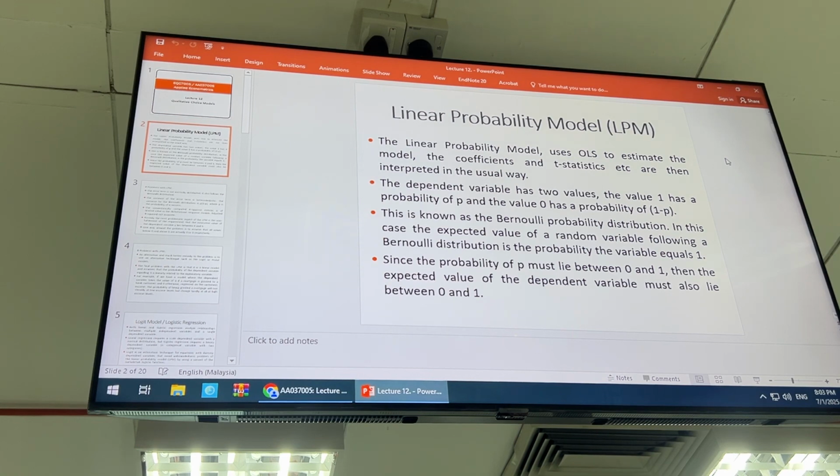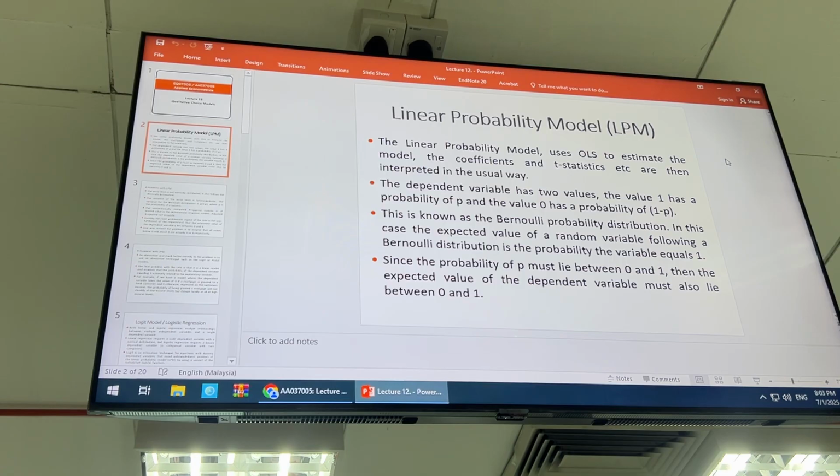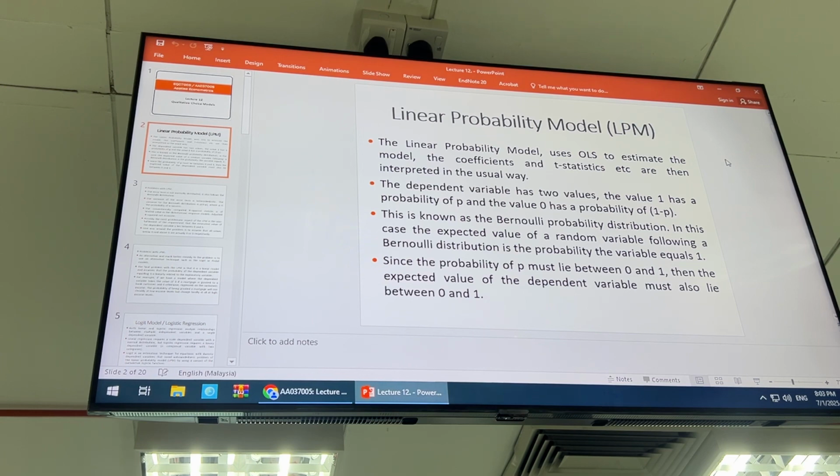If we simply use ordinary least squares, you simply regress that variable as the dependent variable against other independent variables. The one we call the linear probability model, or LPM. So you just regress as usual, although your dependent variable is not a scale variable but a dummy variable or binary variable. If you do that, the model is called a linear probability model. The linear probability model uses OLS, or ordinary least squares, to estimate the model.